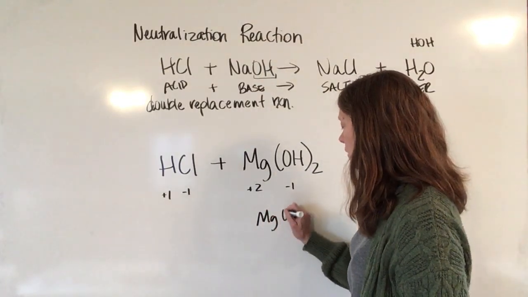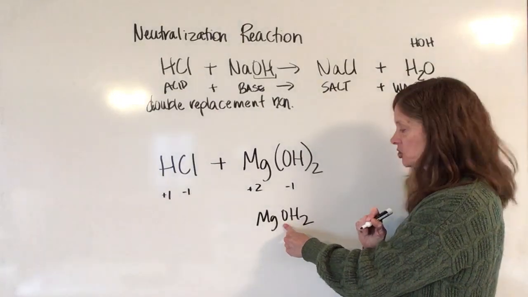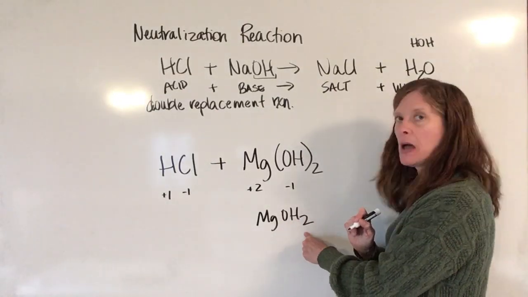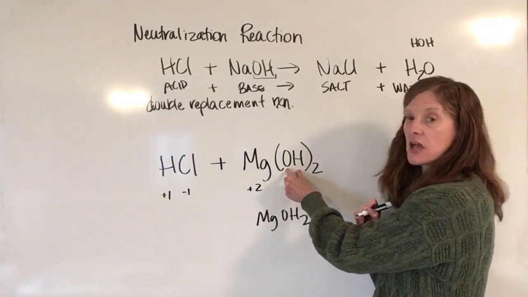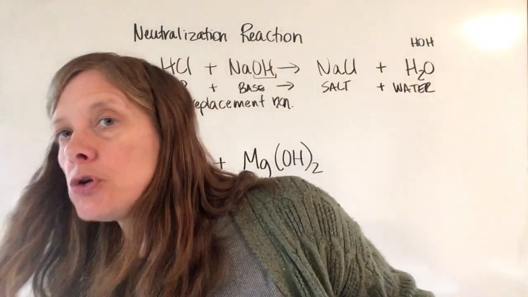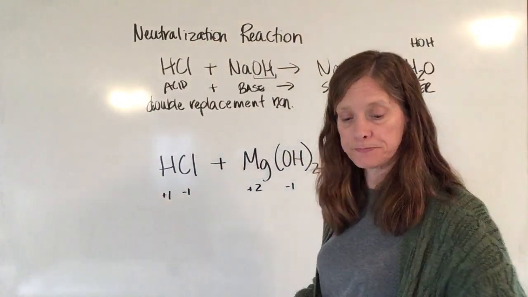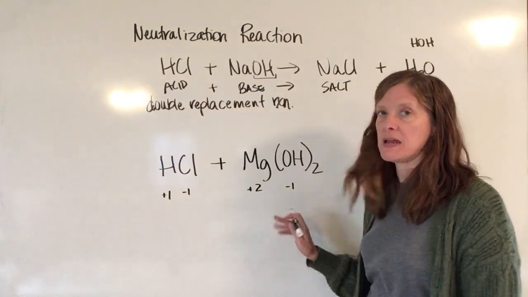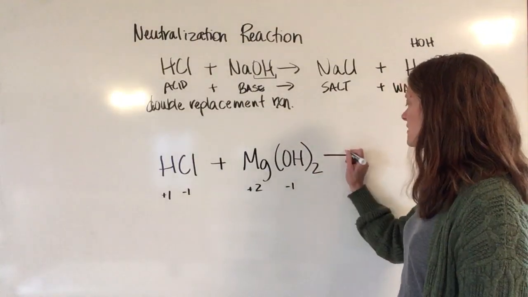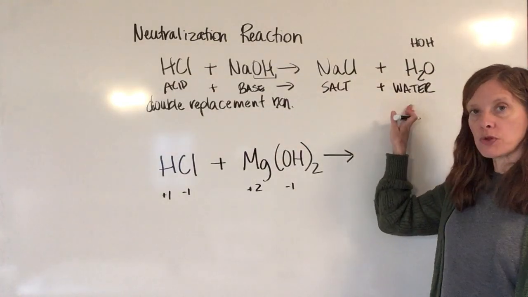If I wrote it like this, it means that I have 1 oxygen and 2 hydrogens, but that's really not what I mean. What I mean is that I need 2 of these hydroxide groups. So if you need more than 1 hydroxide group, you have to make sure that you put parentheses around it. Okay, so here's our acid, here's our base. Now, when we react this together, we're going to end up with a salt and with water.